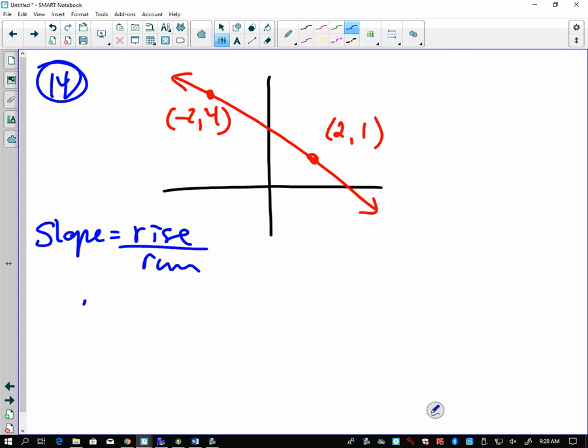Y2 minus Y1, good. Divided by X2 minus X1. Good, yes, that is the formula that we want to use to solve this question. The question then becomes, what is Y2?